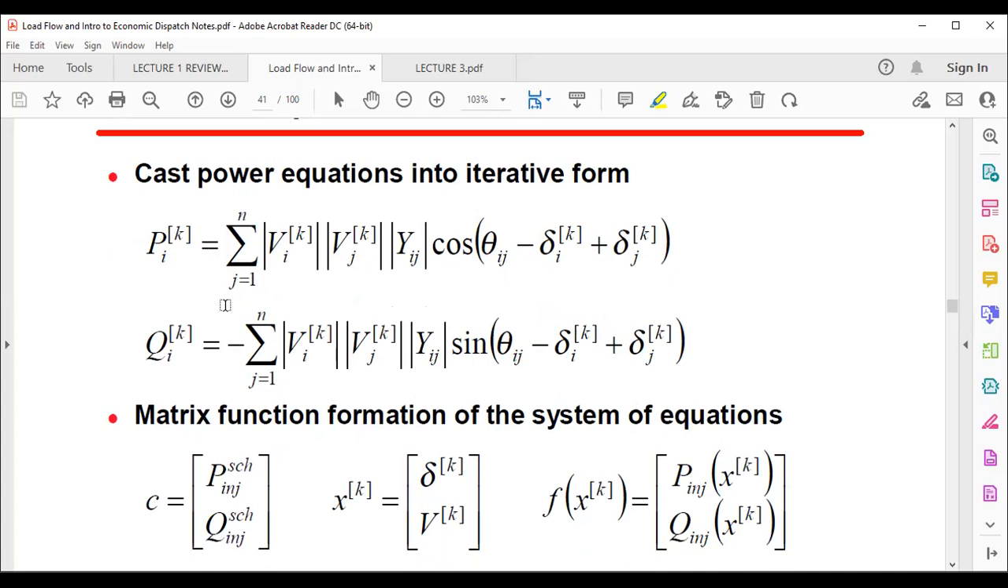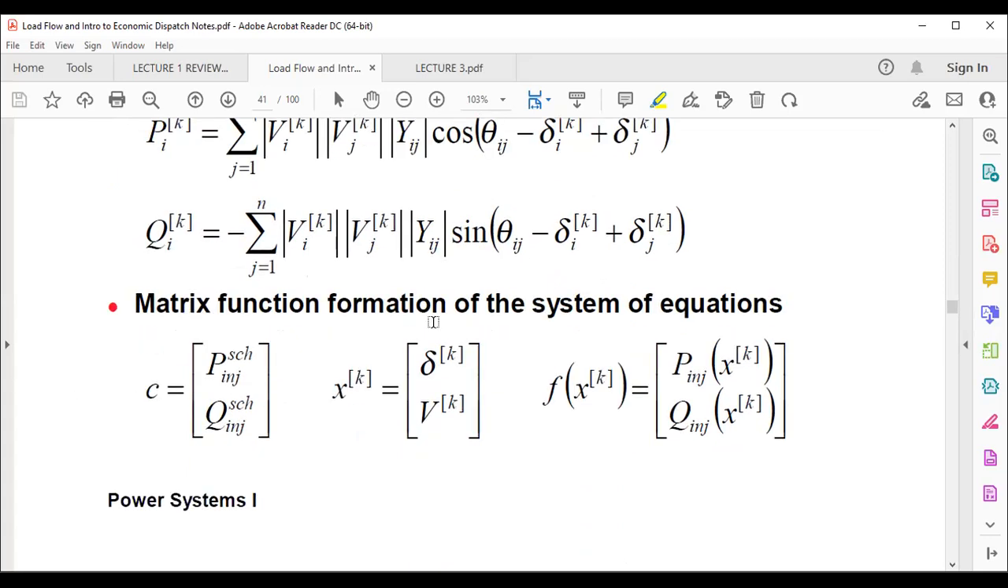Now, these power flow equations take exactly the same form as what we indicated, that a function f(x) is equal to c. So c is now the injected power, and f(x) is now this part of the equation. The difference between f(x) and c is what we technically want to minimize to 0. So in matrix form, this is the shape it takes.